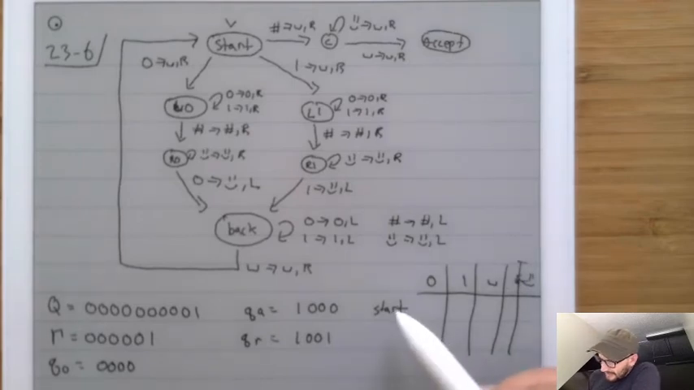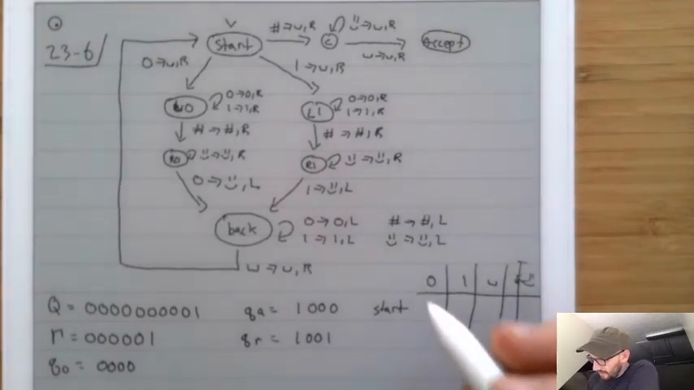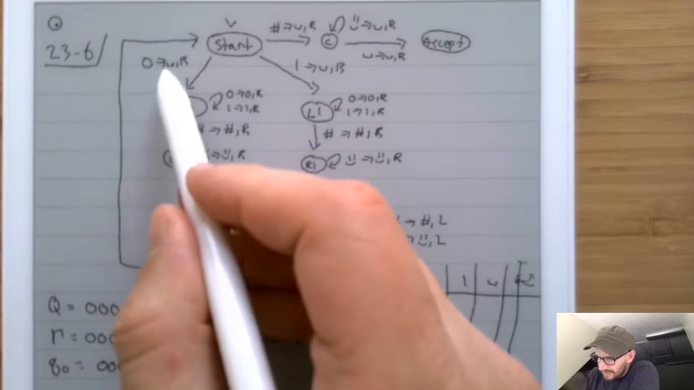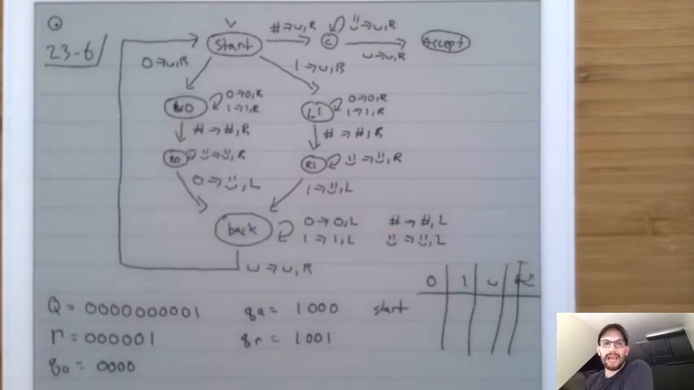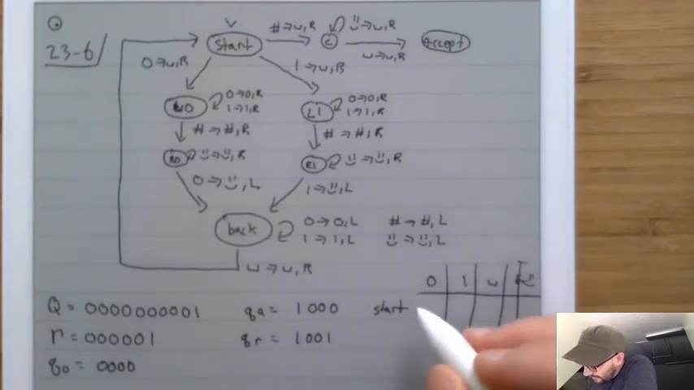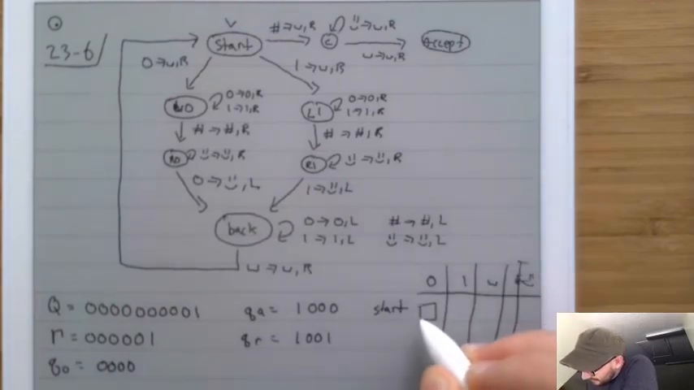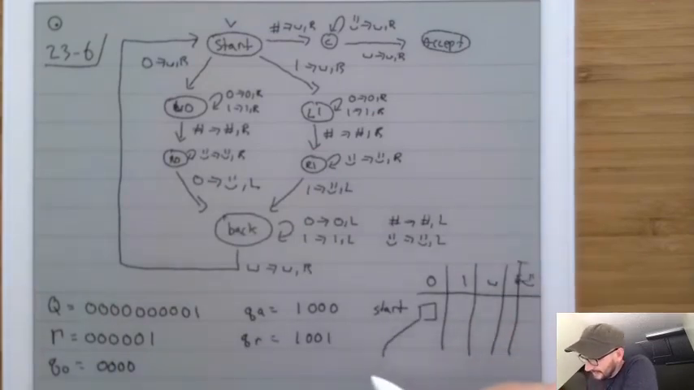Well, if we're in start and we see a 0, then what we're going to do is go to blank and R. And we're going to go to this state right here. So let's just call that state 1. That means this cell right here is going to contain the number for that state, which will be 1. So it will be 0, 0, 0, 1.